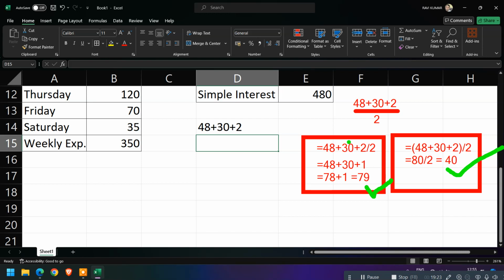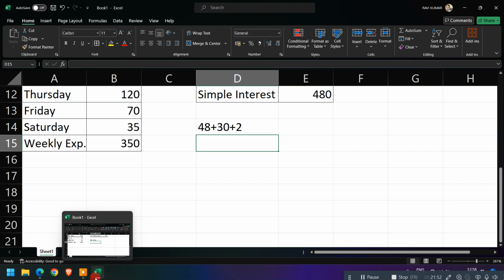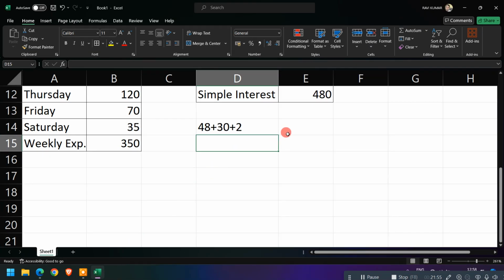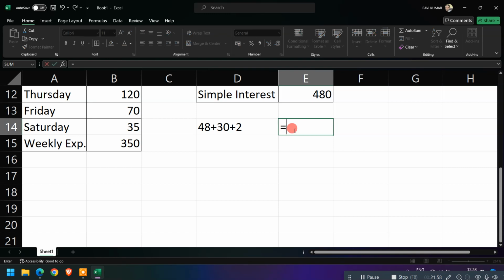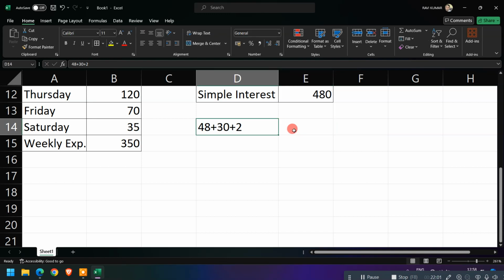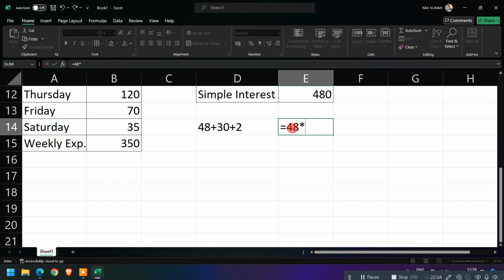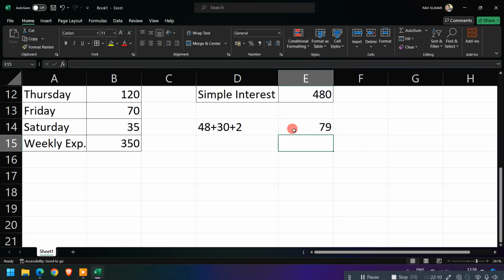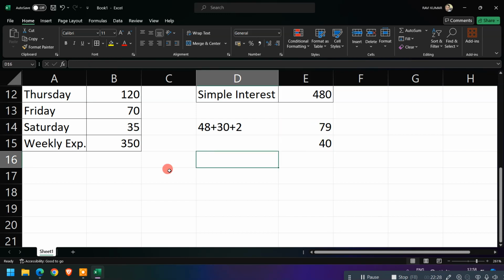Okay, now, next. You can see practically also. Like I am showing you, equals 48 plus 30 plus 2 divided by 2, which gives 79. Then following the BODMAS rule, 48 plus 30 plus 2 in braces and divided by 2. You can see both values are different in Excel also. So we should always follow the BODMAS rule.